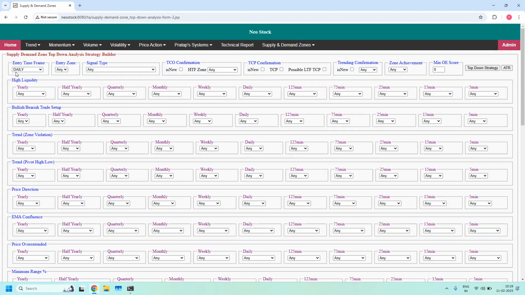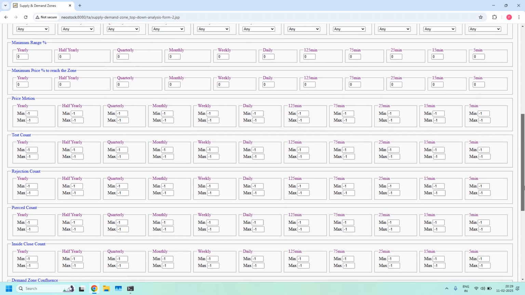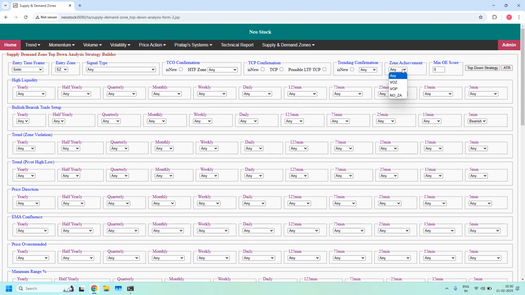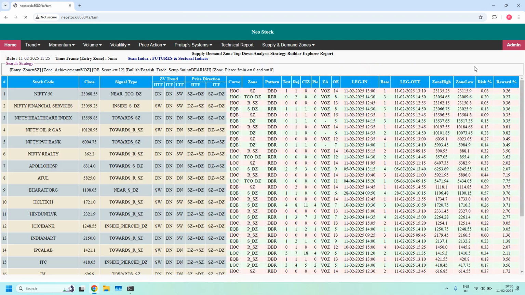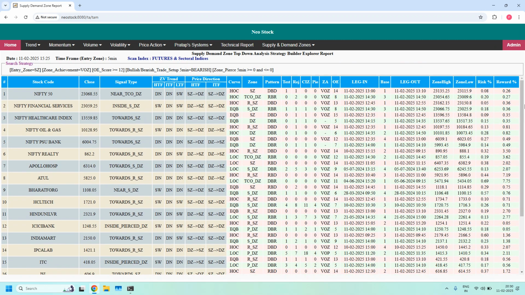Next, bearish trade setup, hourly income trade. Entry time frame 5 minutes, entry zone supply zone. In bullish or bearish trade setup, at 5 minutes I am selecting bearish, and the 5 minute supply zone should not be pierced. So in the pierced count, at 5 minutes time frame, minimum value 0, maximum value 0, zone achievement violated opposing zone, minimum odd enhanced score 12. All three filters are applied to the 5 minute supply zone. And we got 22 stocks.